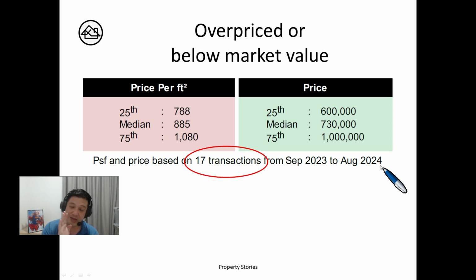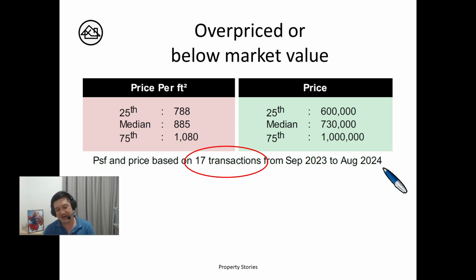So what does this mean? Meaning, for this particular serviced apartment, the last transacted, the last sold is in August 2024. So when does this data get updated? Usually for DBKL, Dewan Bandaraya Kuala Lumpur, Wilayah Persekutuan, it can take up to 6 months. Sometimes 3 months, sometimes 6 months. Some people told me it's faster, already 3 months. Some councils still take up to 6 months, some up to 1 year. So we don't know, okay?